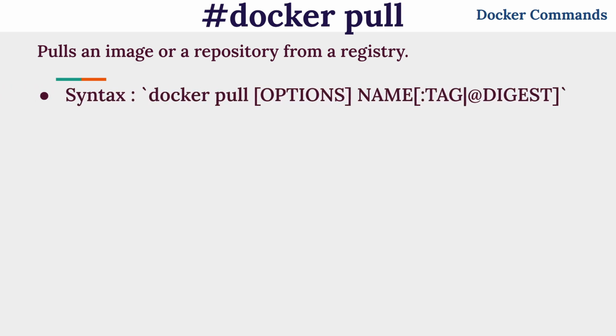Options: name, tag, at digest. Name is the name of the image you want to pull. Tag, optional, is the specific version of the image. If not specified, Docker pulls the image with the latest tag. Digest, optional, allows pulling an image by its SHA-256 digest for precise version control.